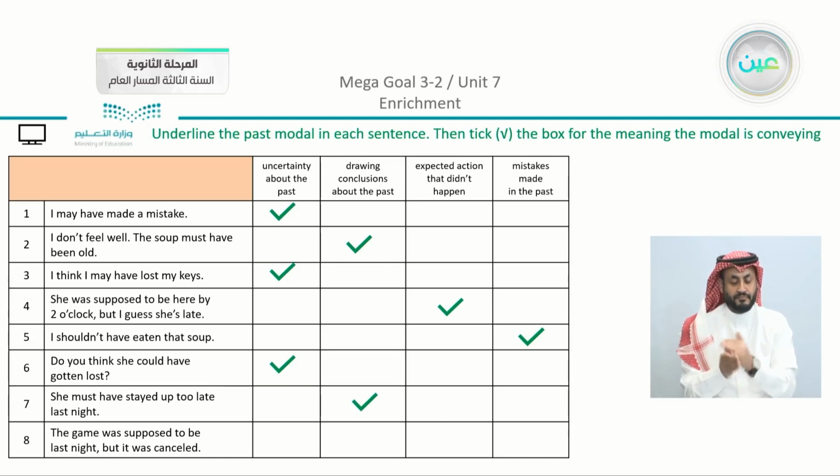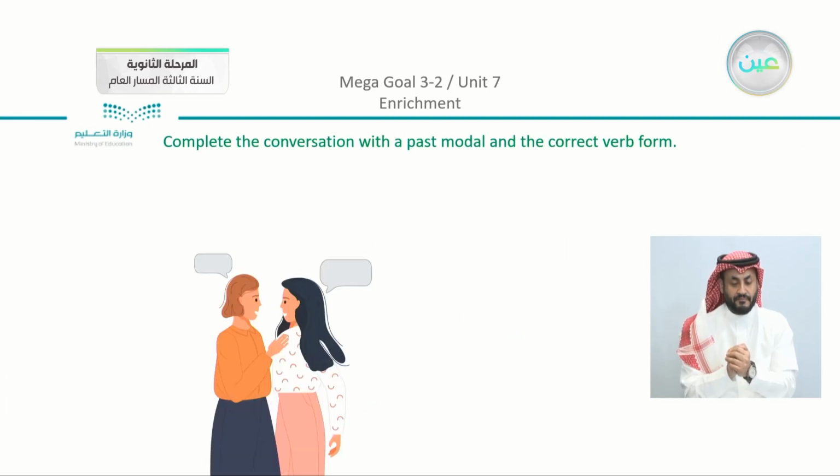And then we have the last one. The game was supposed to be last night, but it was canceled. So we are talking about a game. It was supposed to happen. Here we can see that there was an expected action. Now we have completed our exercise. We're going to move on to another one.